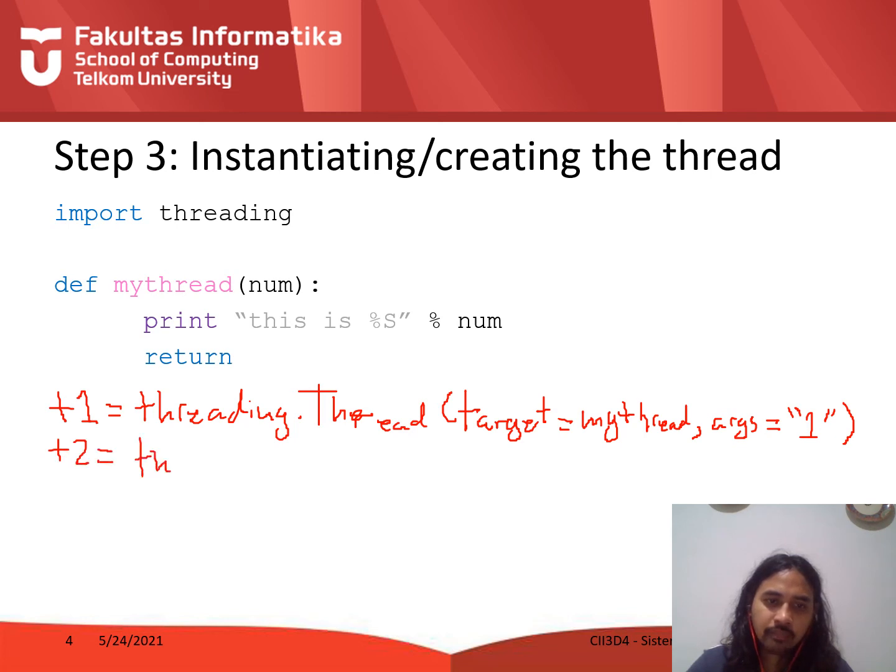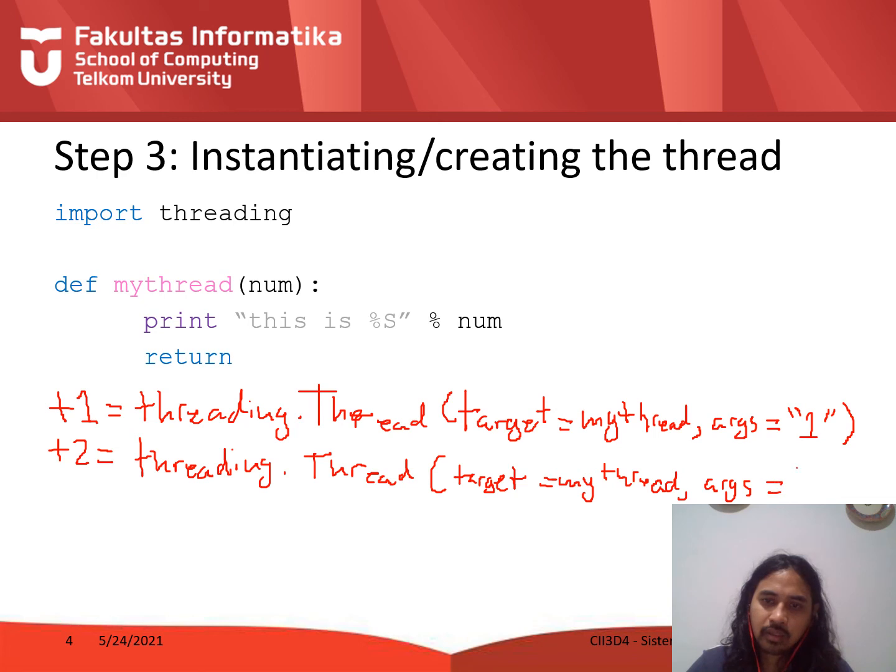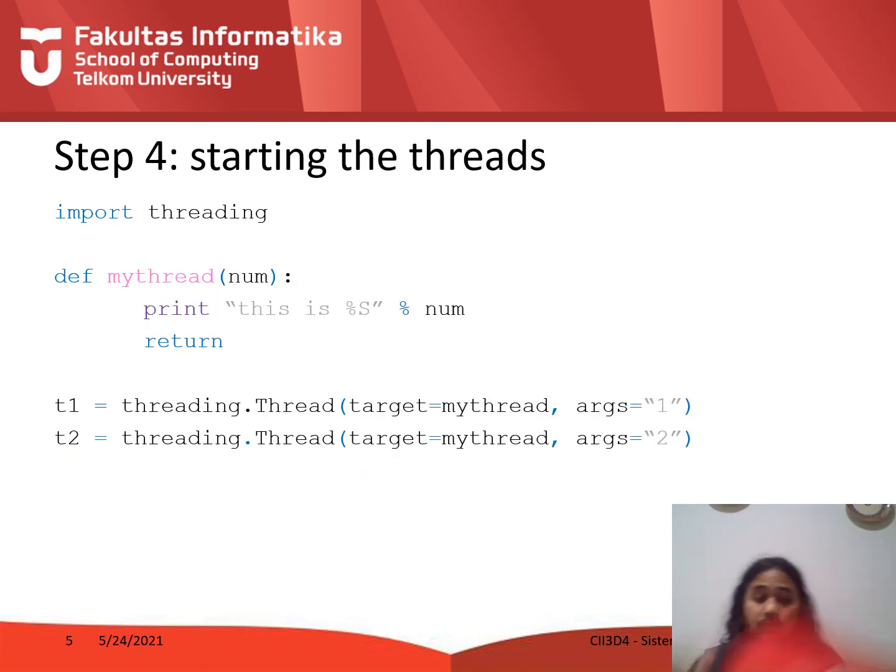Then we create the second thread, which we call T2. This is the same threading.Thread with target equal to the same function, my_thread also. Now we differentiate it by calling it 2. So the first thread is 1 and the second thread is 2. Your program will look like this, and the final step is to start the threads.